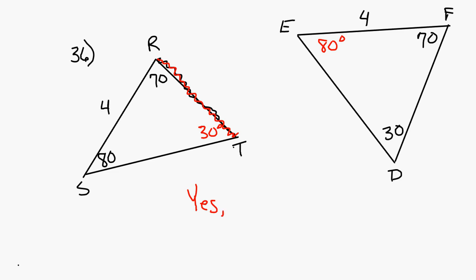Which segment is congruent to RT? RT is touching the 30 and the 70-degree angle. So the side that's touching the 30 and the 70-degree angle is going to be, what did they call it, RT. So you've got to go from the 70 to the 30. So correct, that's FD. Angle, side, angle, exactly. That's angle, side, angle.